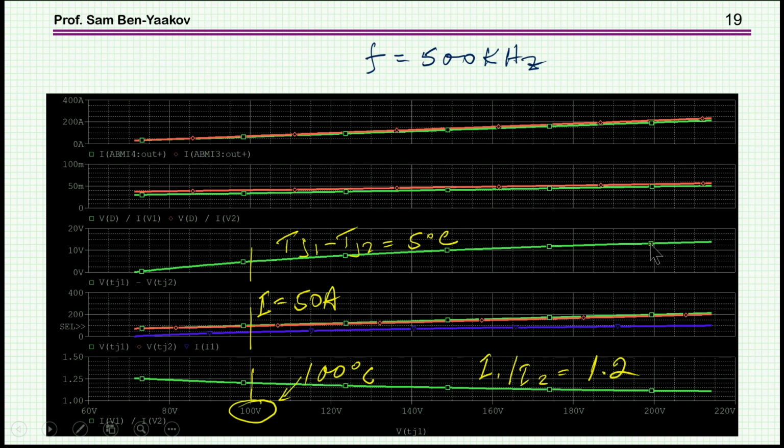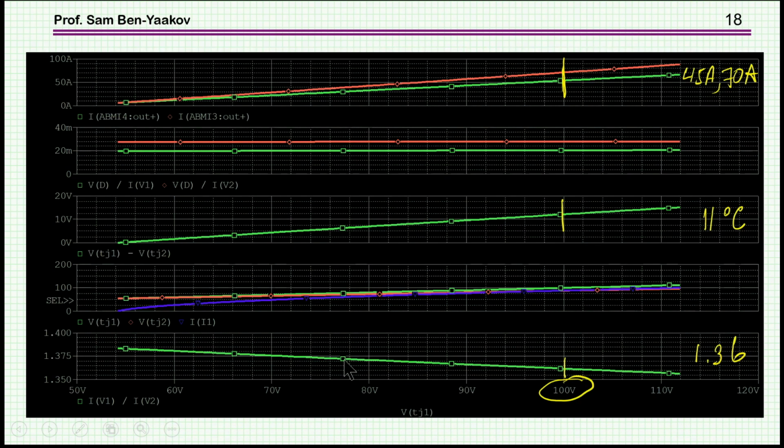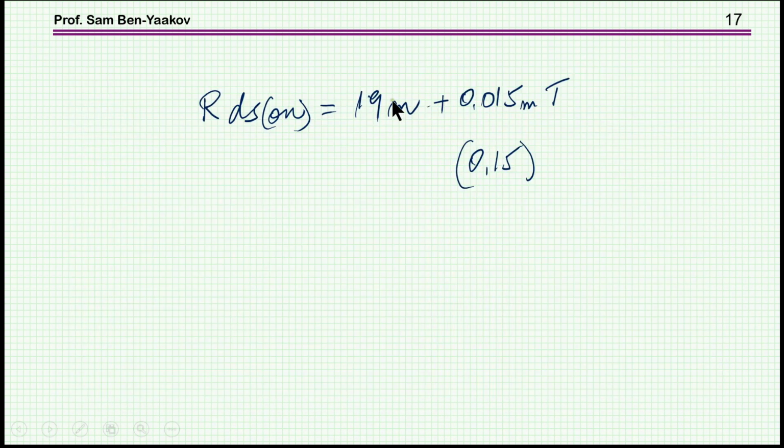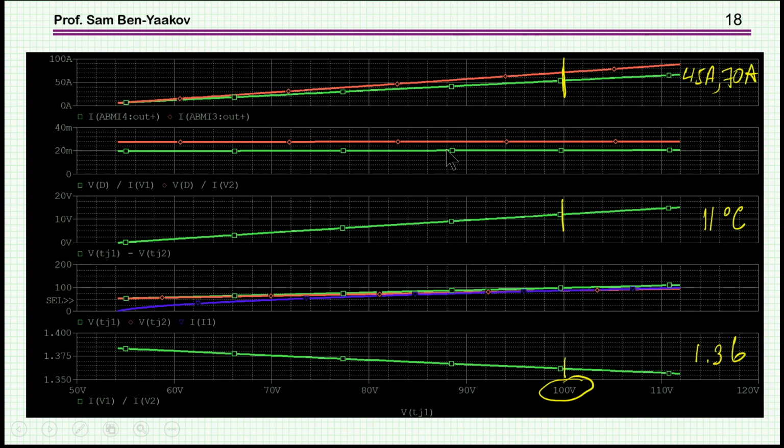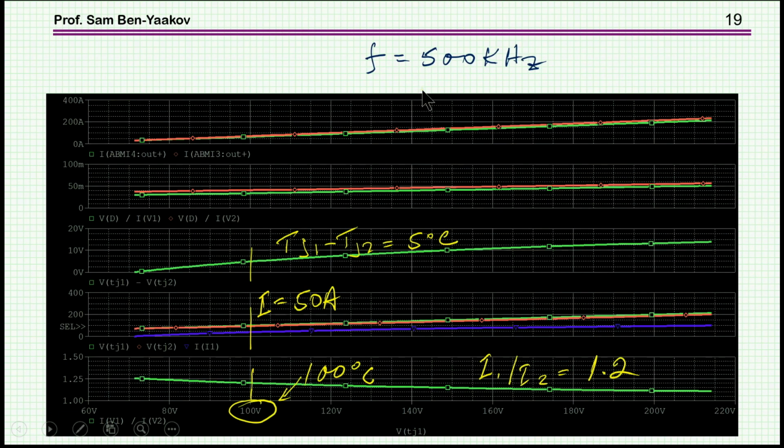Okay, so now I'm going to change back to the original slope. 0.15 should be milli here. Let me write it here. This is milli. But I'm going to increase the frequency so that the proportion of the power dissipated due to switching becomes much larger. We've been at 100 kilohertz, now we are at 500 kilohertz.